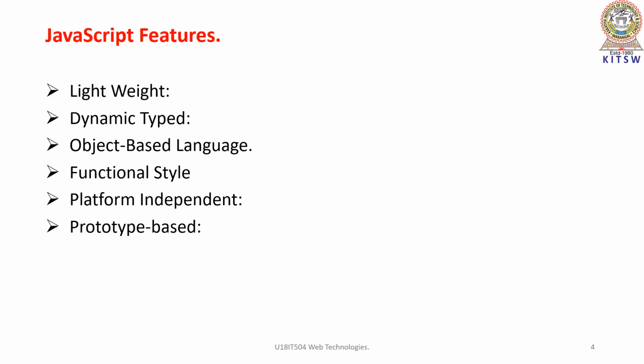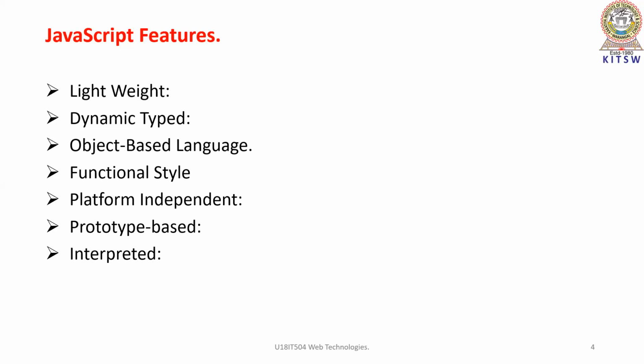Prototype based. JavaScript is a prototype based scripting language. This means JavaScript uses prototypes instead of classes or inheritance. In JavaScript, we define an object prototype and then more objects can be created using this object prototype. So this does not happen in Java.